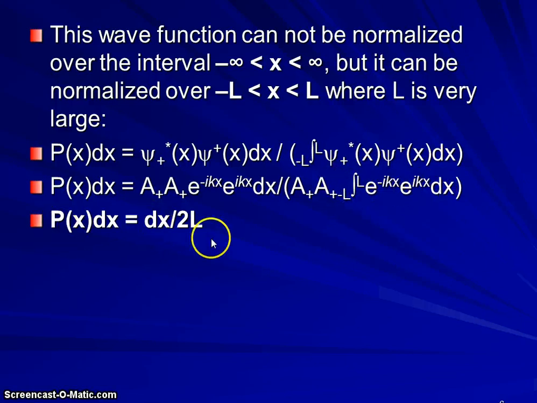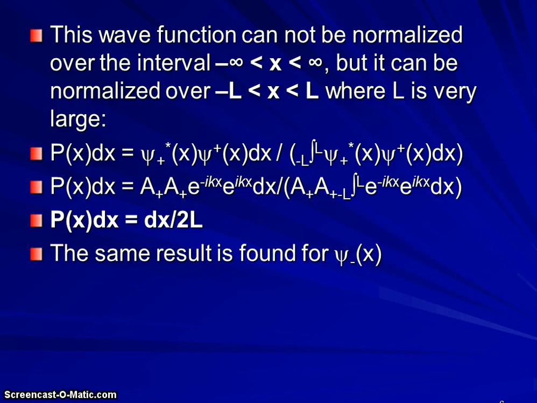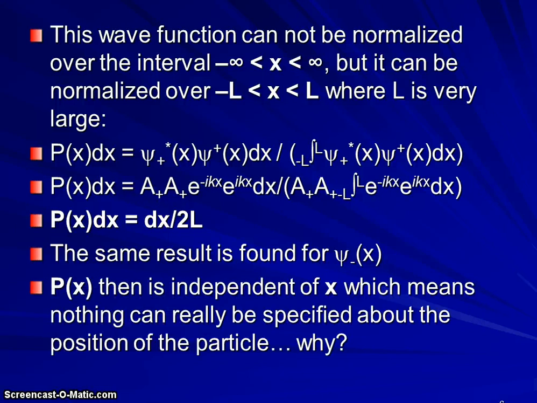And so we get that the probability of finding a particular particle in a particular area dx is dx, the area itself, over 2L. In other words, it's not any more probable to find the particle in one place along the axis than another. And we'll get the same result if we use the negative version of the wave function that we derived on the previous slide. So the probability of finding the particle in a particular position is independent of where we look, which means nothing at all can be specified about the position of the particle.